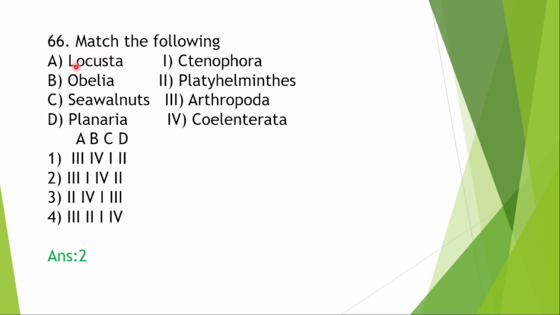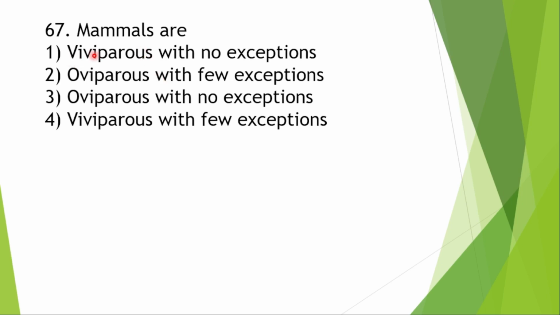66. Match the following. Locusta is for 3, that is Arthropoda. Obelia is for Ctenophora. Sea walnut is for Coelenterata, and then Planaria is for Platyhelminthes. Next, 67. Mammals are viviparous with no exceptions, oviparous with few exceptions, oviparous with no exceptions, viviparous with few exceptions. So here the right option is option 4.